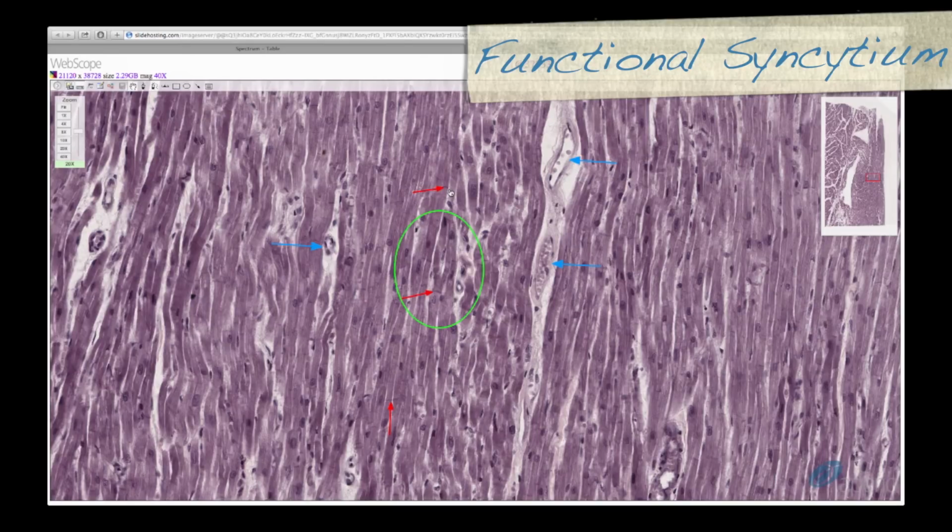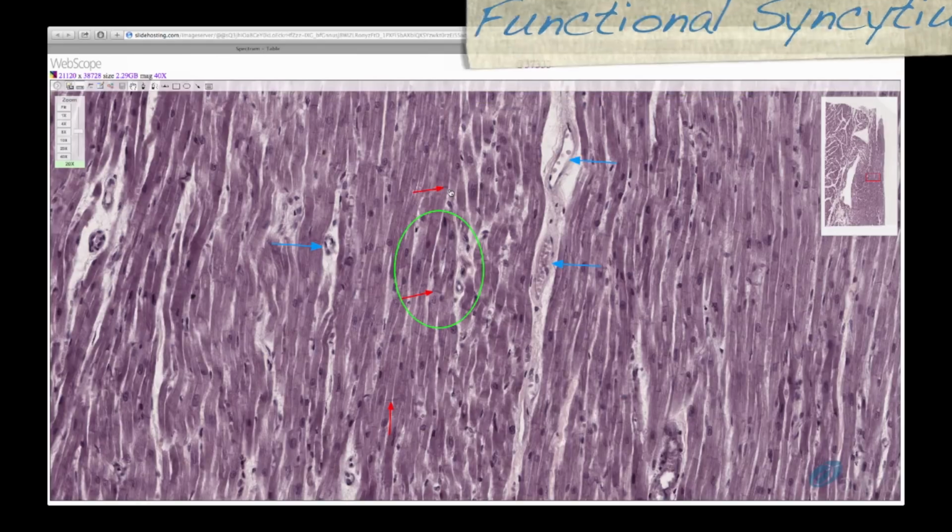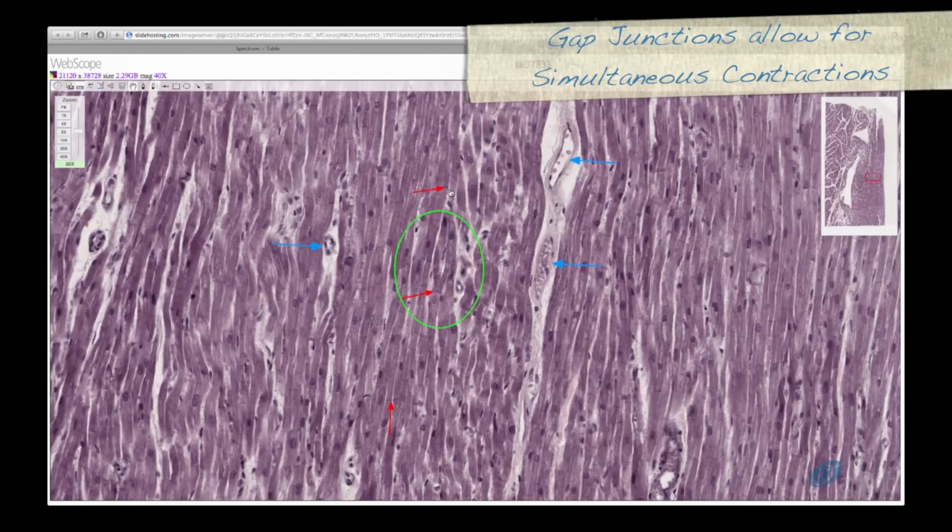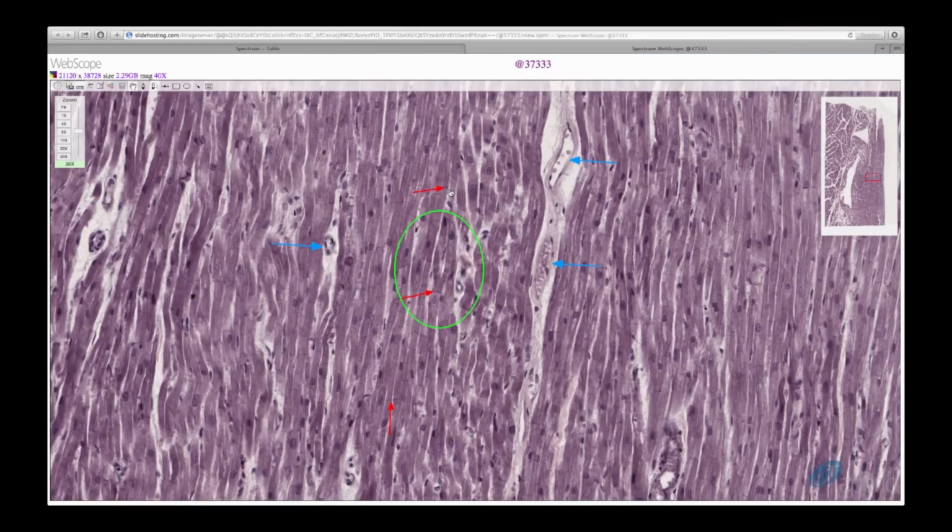These attachments not only transmit the force of the contraction between cells, but also contain gap junctions, allowing the heart muscle cells to contract in tandem. In other words, these electrical impulses pass freely between cells through the gap junctions, so that the cardiac muscle functions as a single contractile unit.